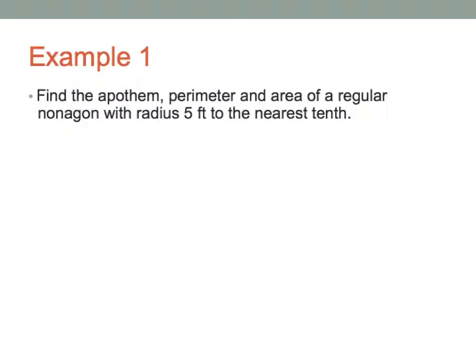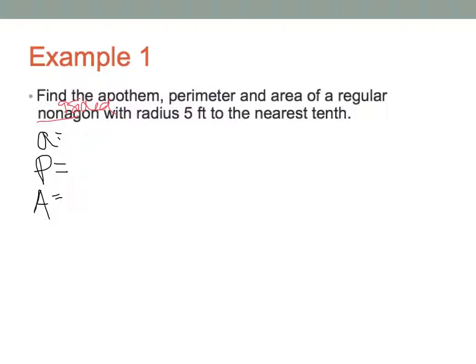Find the apothem, perimeter, and area of a regular nonagon. A nonagon is a 9-sided polygon with radius 5 feet, to the nearest tenth. So what we're going to have to find now is our apothem, little a, our perimeter, and the area of the nonagon. Again, the nonagon here means that it's 9-sided.